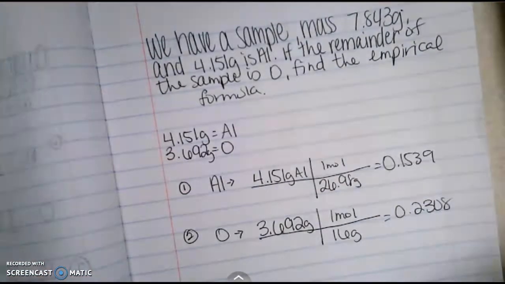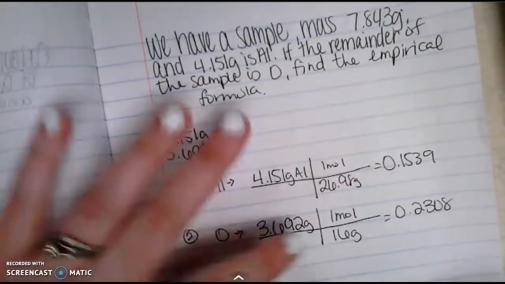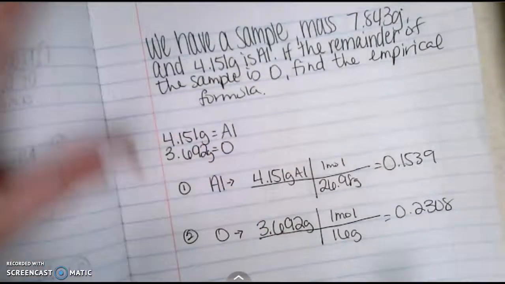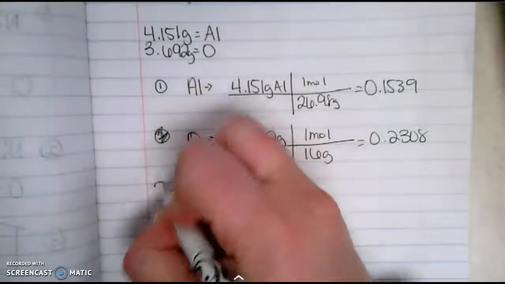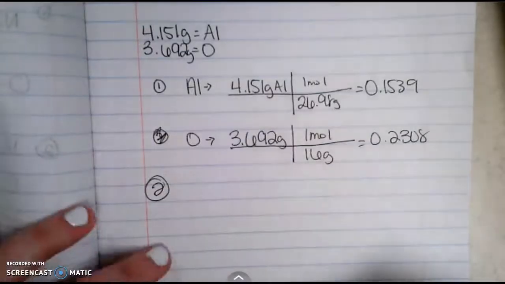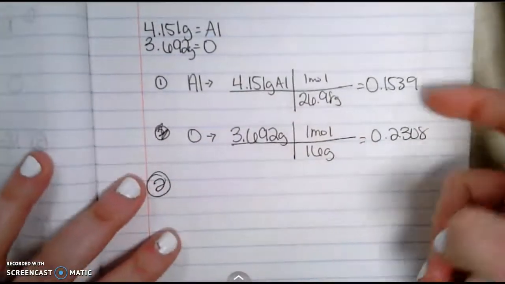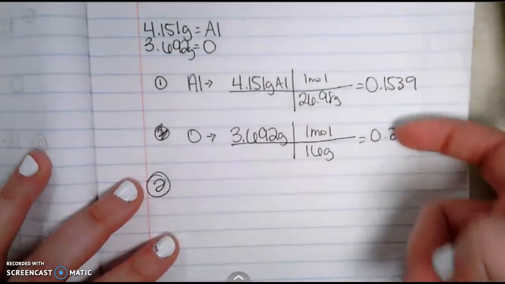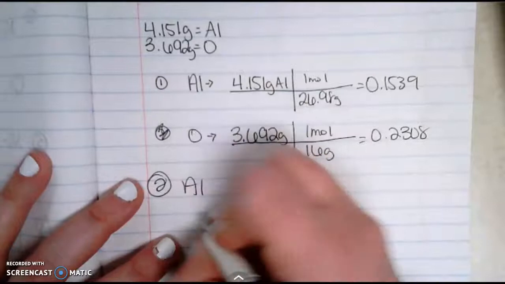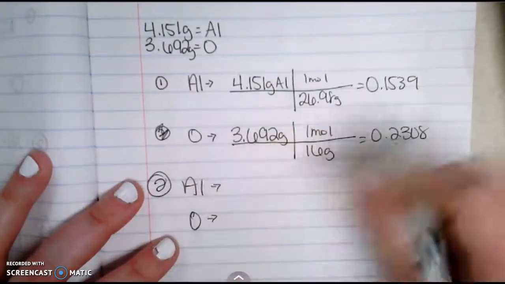So you can see in the last problem, these numbers were the same, so it was a 1-to-1 ratio. This time they're not, so we're going to have to figure out what that ratio is. Step number 2 is taking our smallest number and dividing both of these numbers by that smallest number. In this case, our smallest number is the aluminum value.